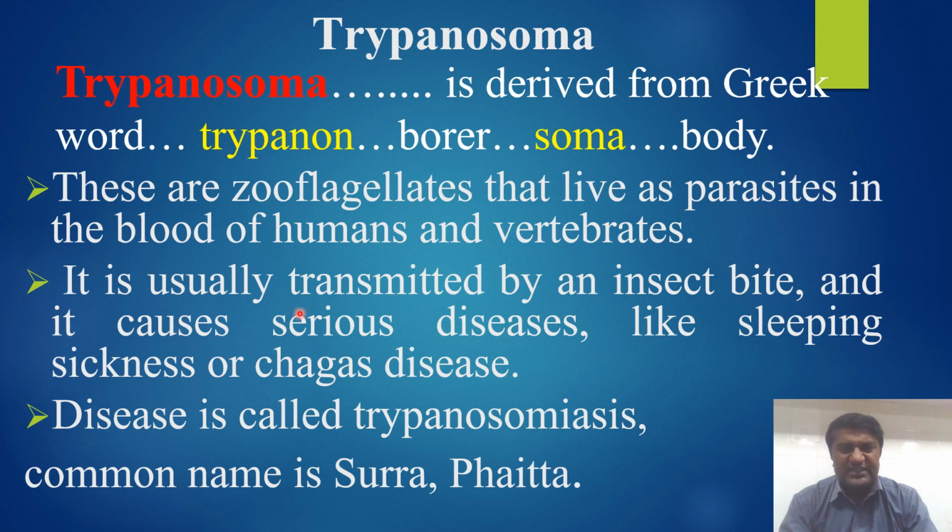It is usually transmitted by an insect bite and it causes serious diseases like sleeping sickness or Chagas disease. The disease is called trypanosomiasis and is commonly named Sura or Peta.